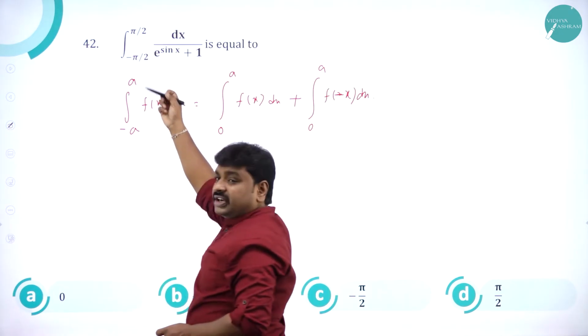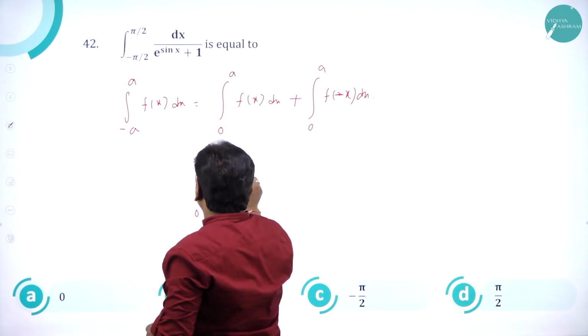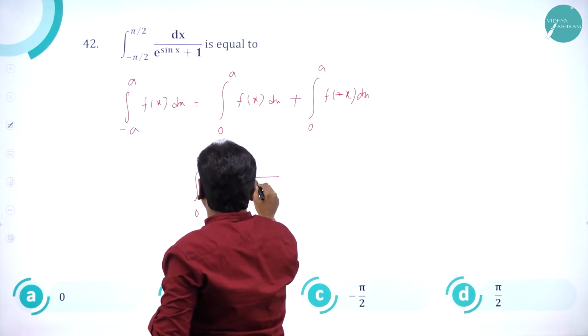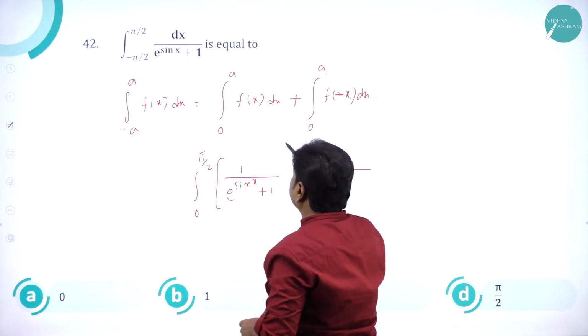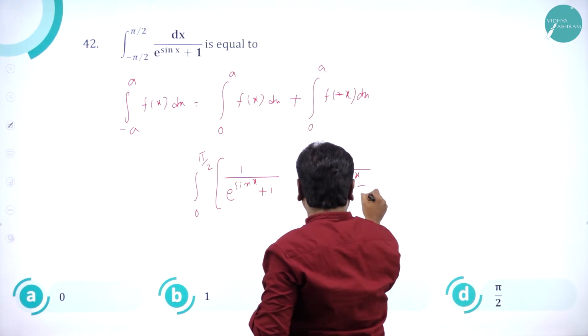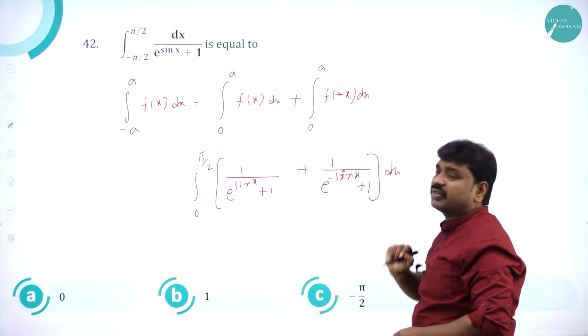So like that we can write the given problem as integration of 0 to pi by 2 1 divided by e power sin x plus 1 dx plus 1 divided by e power f of minus x, means e power minus sin x. E power sin of minus x becomes minus sin x plus 1 dx. Now you take LCM and simplify, it will become 1.